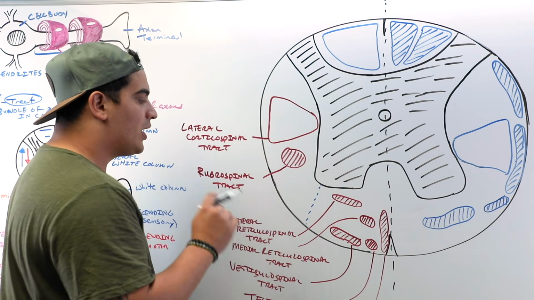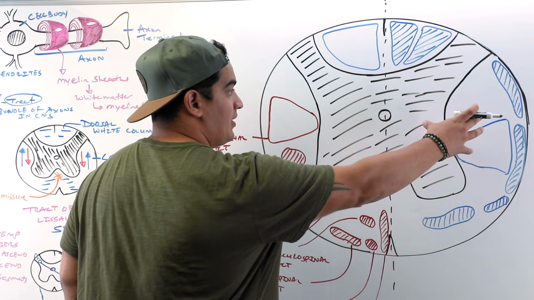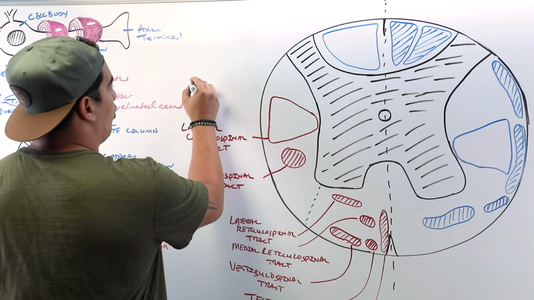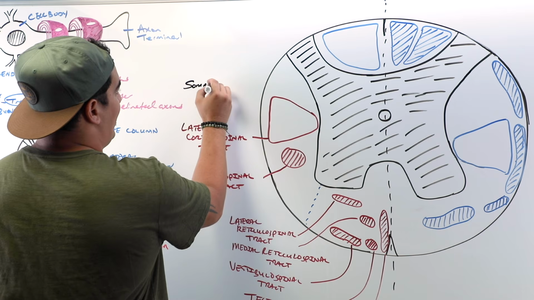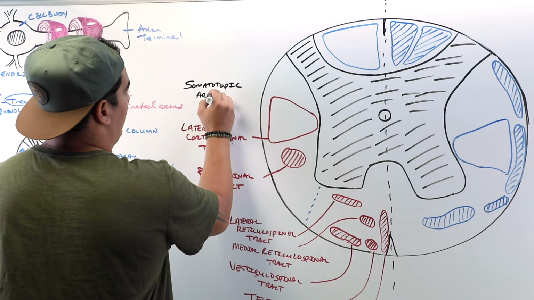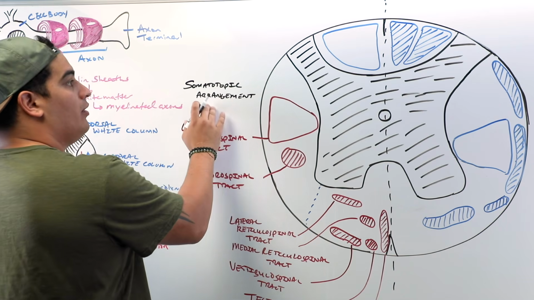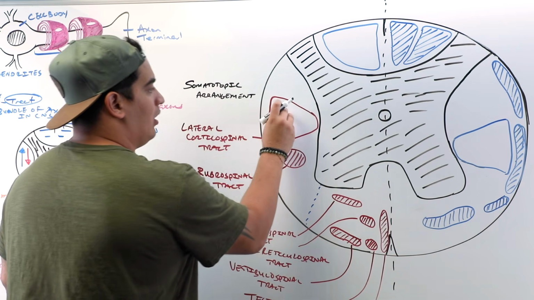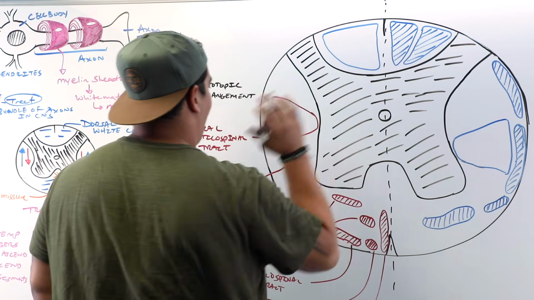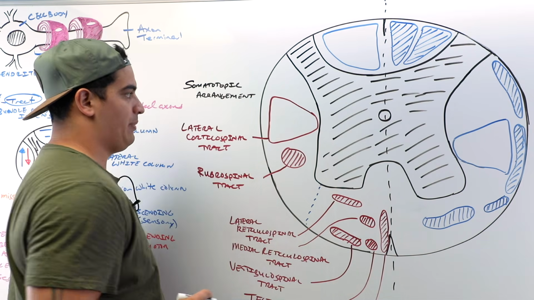All right, the last thing I want to talk about before we go to the basic overview of the ascending tracts that make up the white matter of the spinal cord is something very important, which is the somatotopic arrangement of the lateral corticospinal tract. We actually have to know this for three tracts total: the lateral corticospinal, the dorsal column medial lemniscus pathway, and the lateral spinothalamic tract. For right now, I want to start with the lateral corticospinal tract.